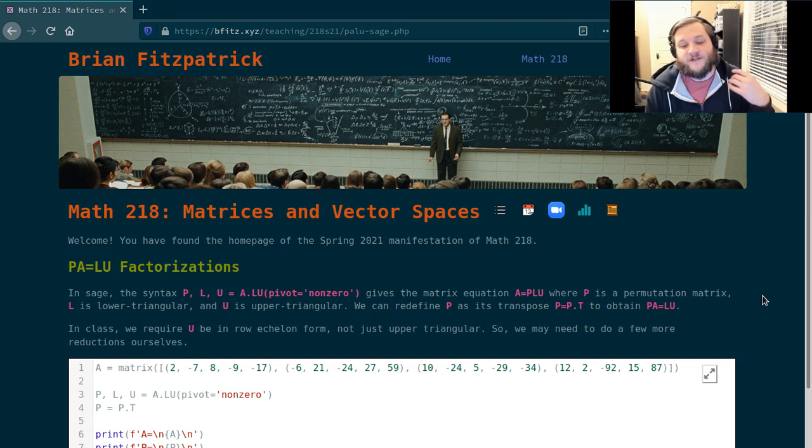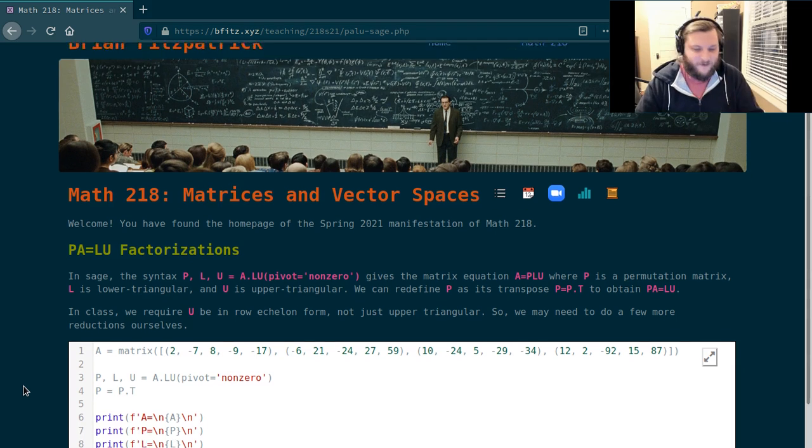And you can take any system, AX equals B, and chunk it into easier systems, LY equals PB, and UX equals Y. Now, Sage has the capability to figure out PA equals LU, but the defaults aren't quite the way we've done things. So I just want to point out a few things here.